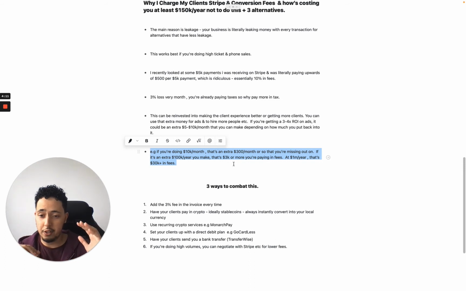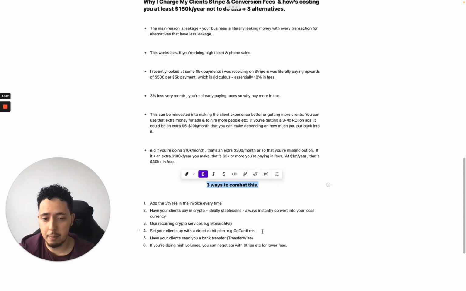Then there's also conversion fees. That's the thing I didn't realize. If you're charging someone in dollars and you're in, let's say, Canada or the UK like me, there's a conversion fee first, and then Stripe takes the 3%. So it's actually more than 3%. It's like 5%, up to 10, depending on how it works.